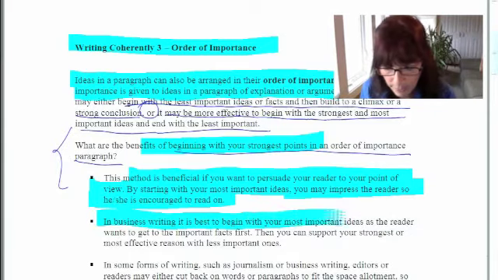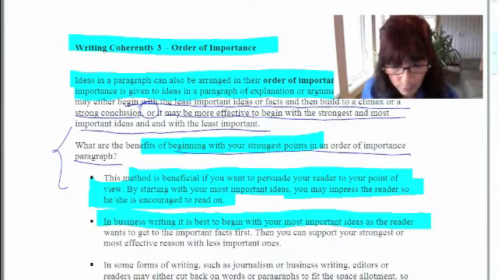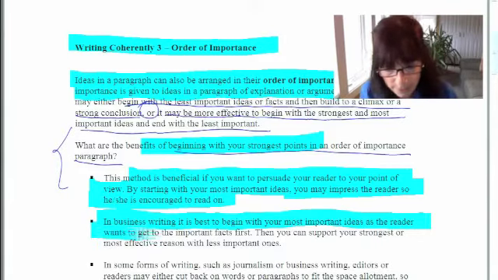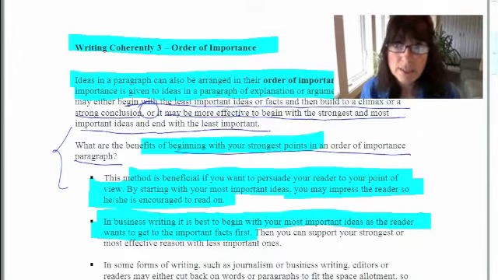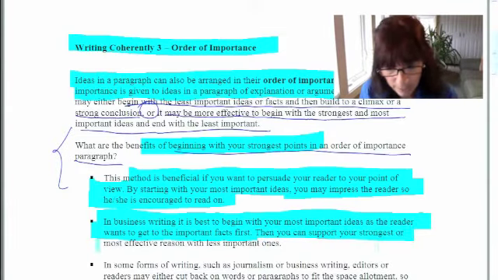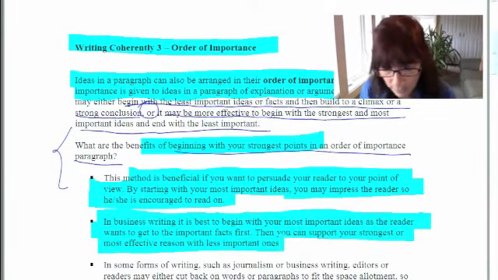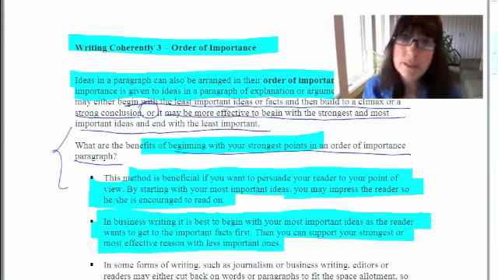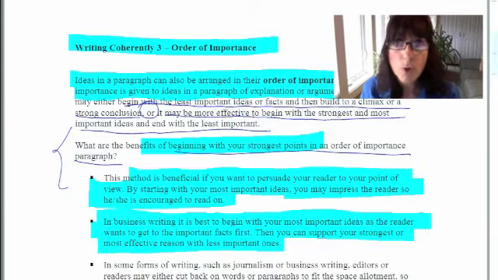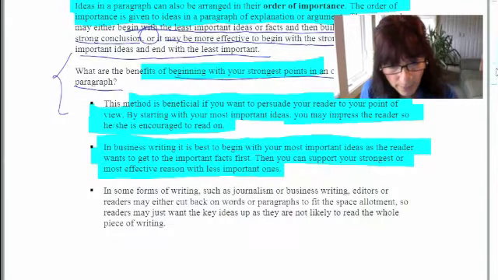Also, in business writing, it's often best to begin with your most important ideas. The reason is that the reader wants to get the important facts first. In a business environment, you want to come out with those most important facts quickly, and then you can support your strongest or most effective reason with less important ones. Also keep in mind, in the business world, it's fast-paced. People don't always have time to read through the entire piece of writing. So at least if you can impart those most important ideas at the beginning, then that's an effective method to use.